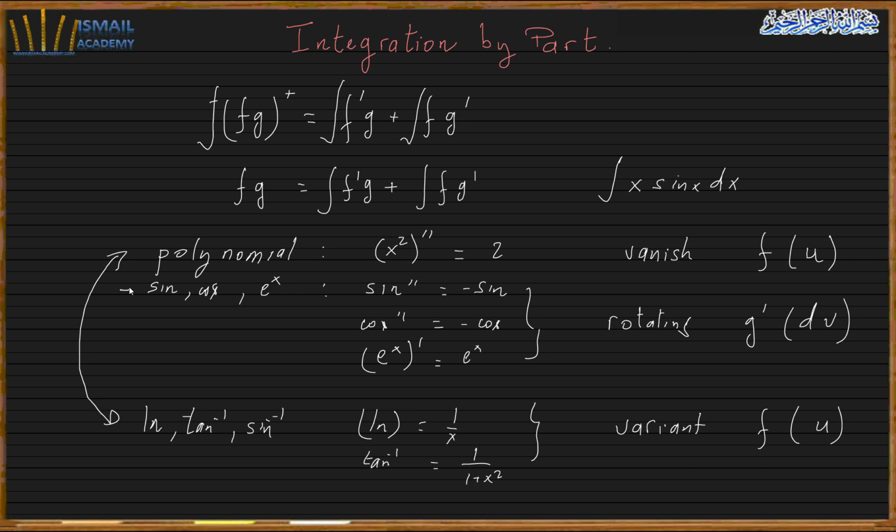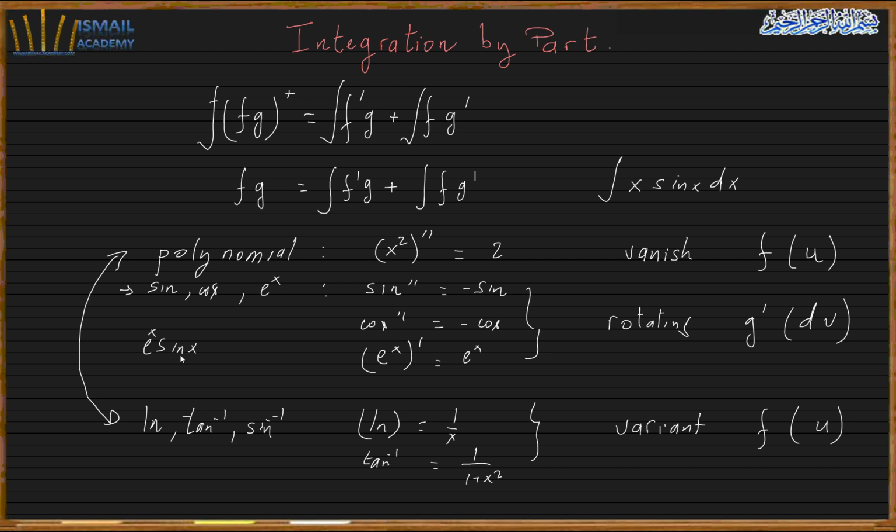And if you have them together, sine and exponential, or sine and cosine, in that case you can choose any one to be your function and the other one to be the derivative. The choice is yours. You're free to choose. For example, with e to the x sine x, I can choose e to be my function and sine my derivative, or I can choose e to be my derivative and sine to be my function.